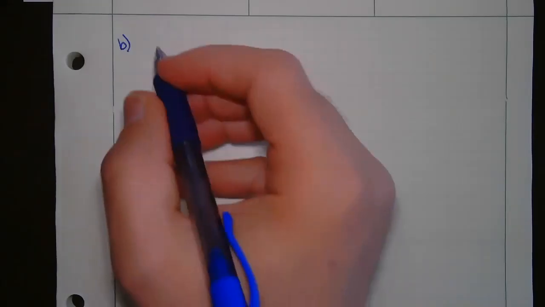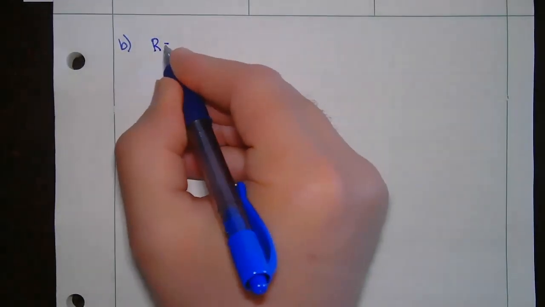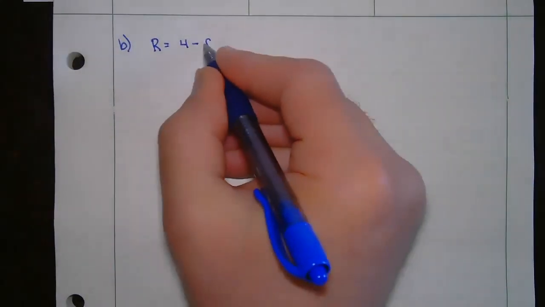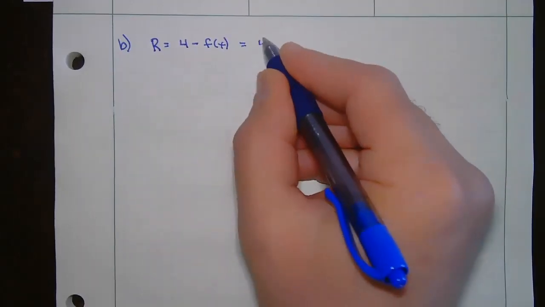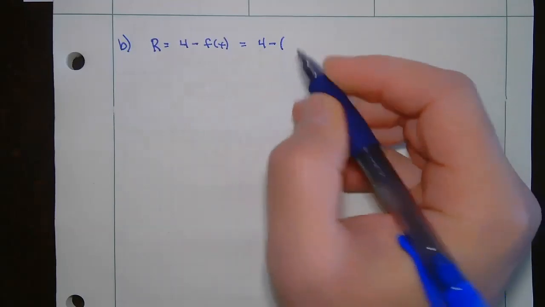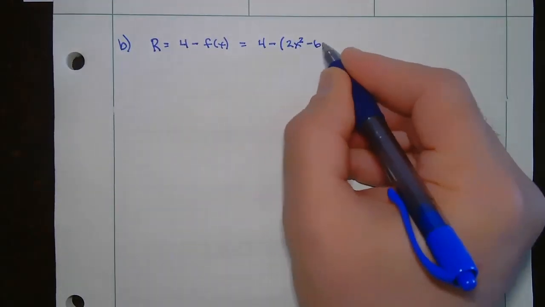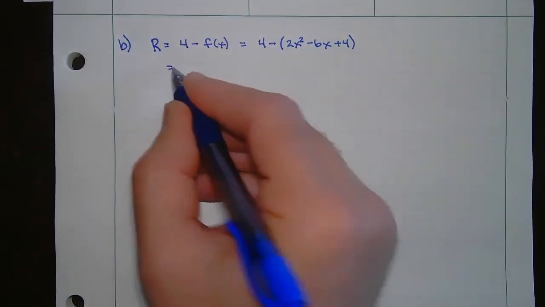Okay, so the very first thing I want to do is establish our big R, our big radius, right? So when we do top minus bottom, the top is the horizontal line 4, right? And the bottom is f of x, okay? So big R is going to be 4 minus f of x. Or cleaning it up, it'd be 4 minus, and then f of x is the 2x squared, the parabola one, right? So 2x squared minus 6x plus 4, right? We could clean that up some more, okay?